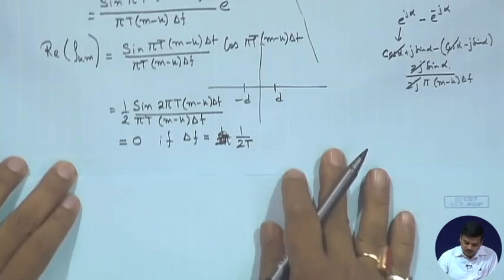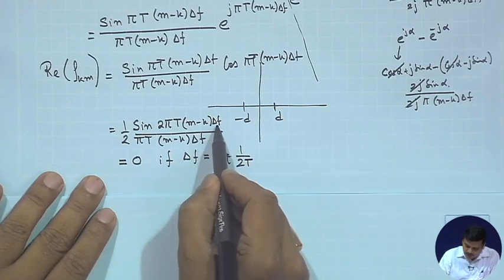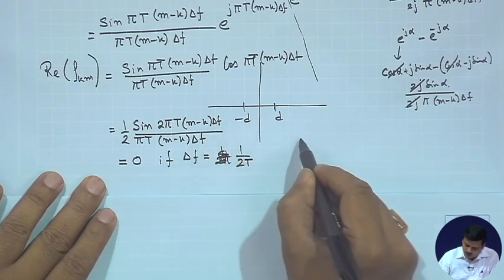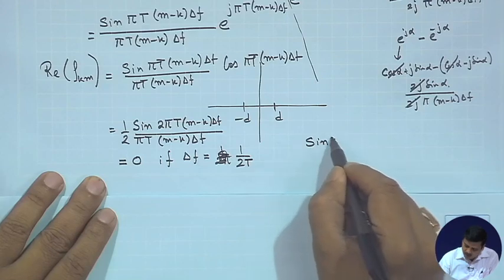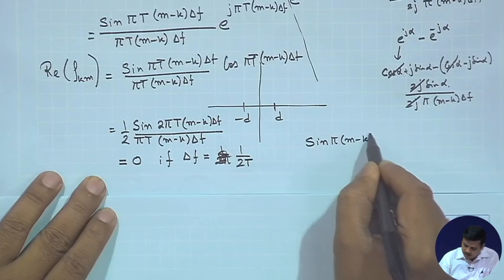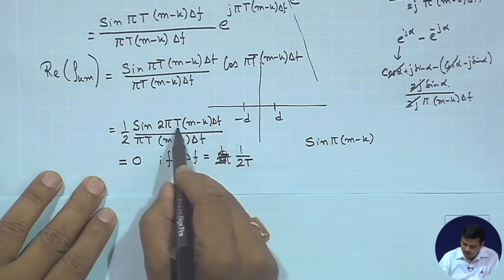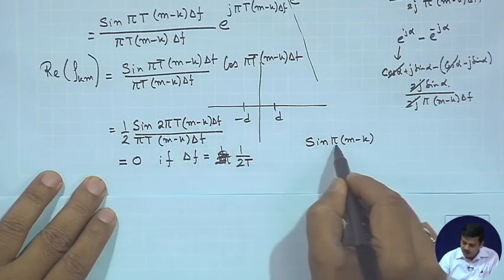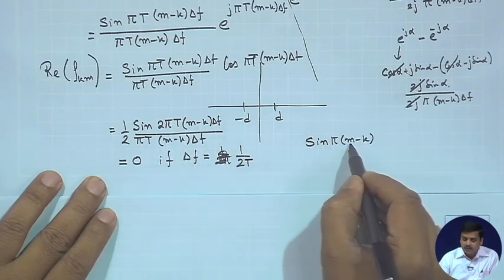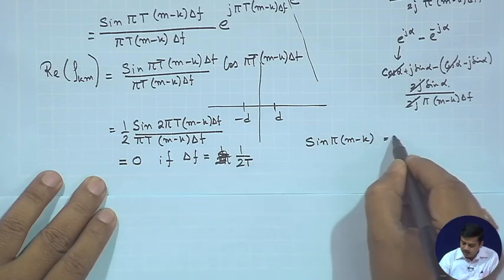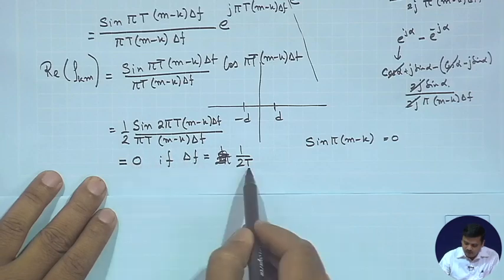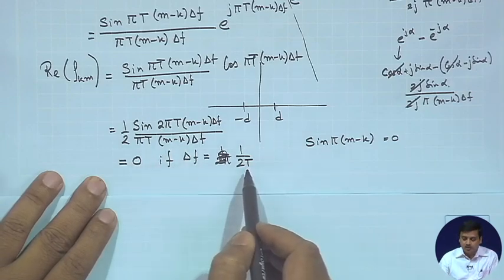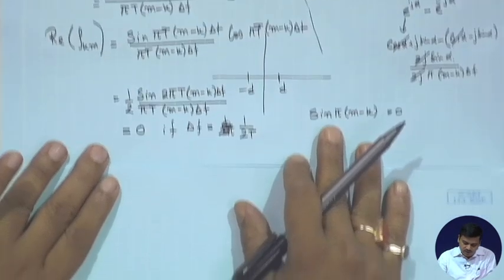So, that means if delta f is equal to 1 upon T, then what you are left with is sin pi (m minus k), because delta f equals 1 upon 2T. So, sin pi (m minus k), where m is an integer and k is an integer, is equal to 0. So, that means this part would go to 0 if delta f is equal to 1 upon 2T. Now, what is the significance of this?